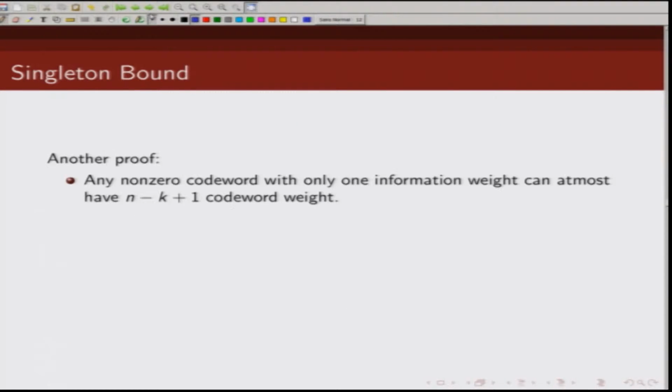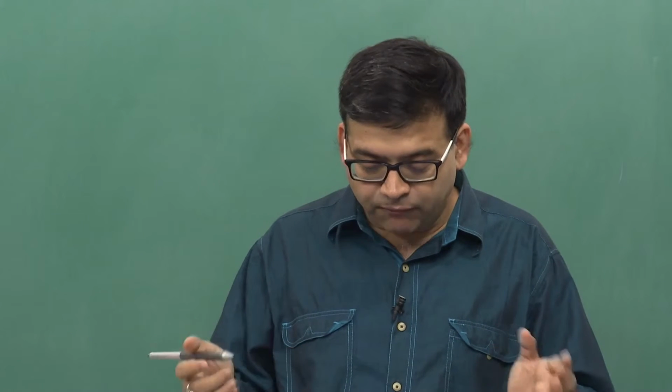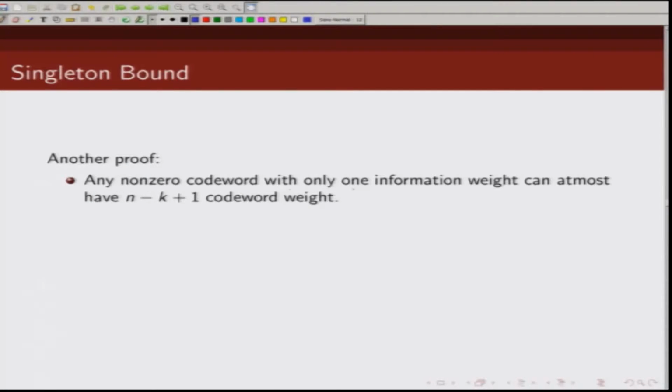Now, the same thing we can prove in a different way. I will just give you an alternative proof of the same result. What is the minimum weight non-zero information sequence? If we consider the minimum weight information sequence, that would be weight 1. So, the minimum non-zero information sequence weight is weight 1.